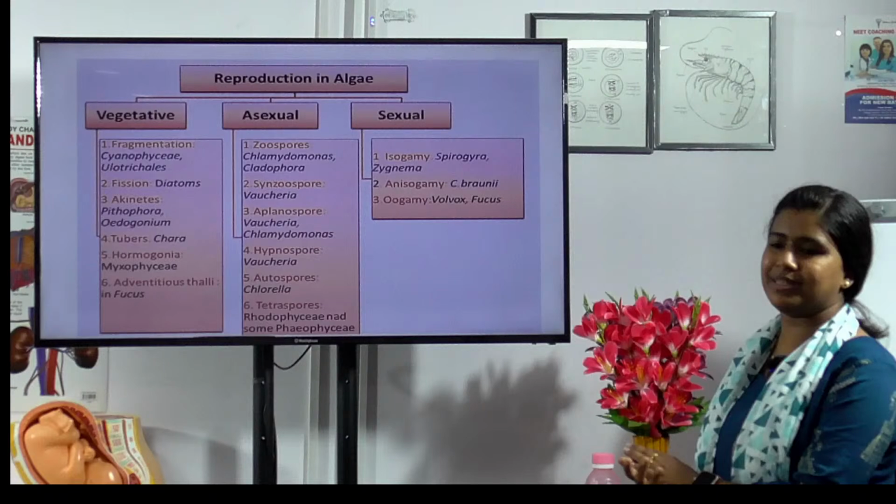Okay, next is bryophytes. What are bryophytes? Like, give an example for bryophytes. Yes, okay, example. Yes, Opuntia, yeah, correct.